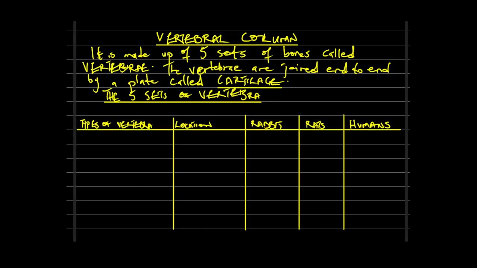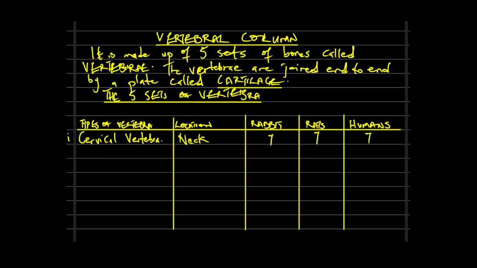So the first bone is called the cervical vertebrae. Now this cervical vertebrae is of 2 types. It is found in the neck, and in the rabbit it has a total of 7. In the rats, it has a total of 7, and in human, it also has a total of 7.